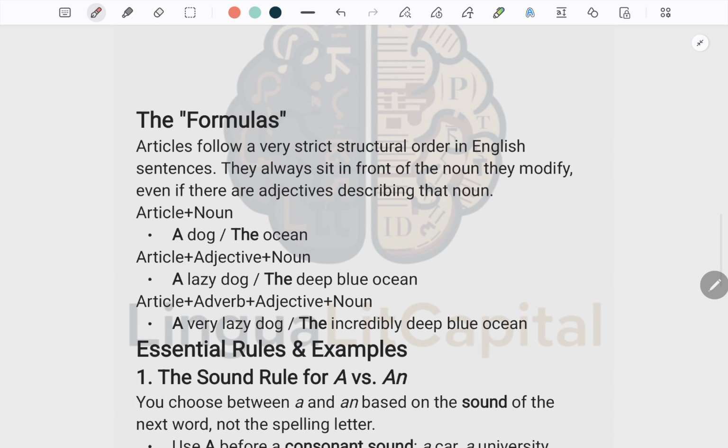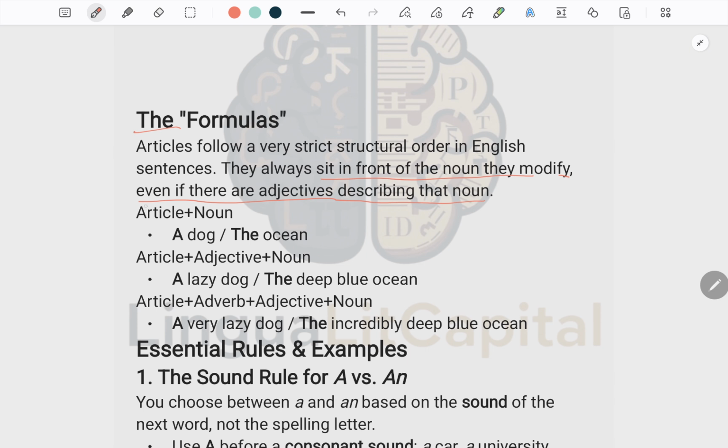Now we have some formulas for the definite and indefinite articles. At first, we will just look at the definite article, which is the. Articles follow a very strict structure order in an English sentence. They always sit in front of the noun they modify, even if there are adjectives describing that noun.